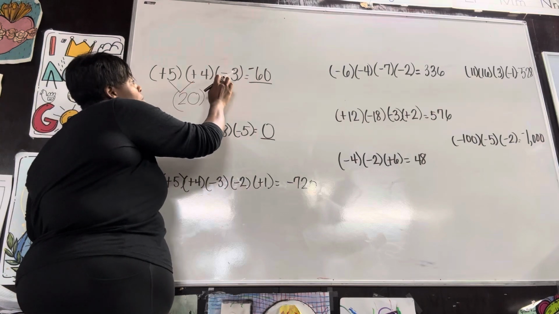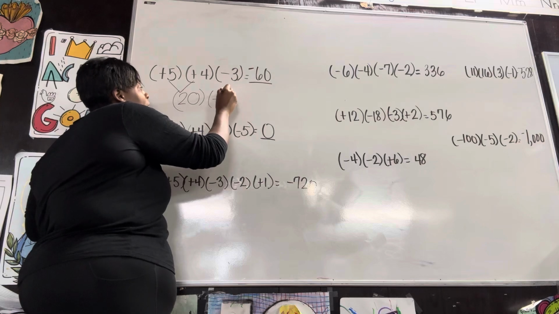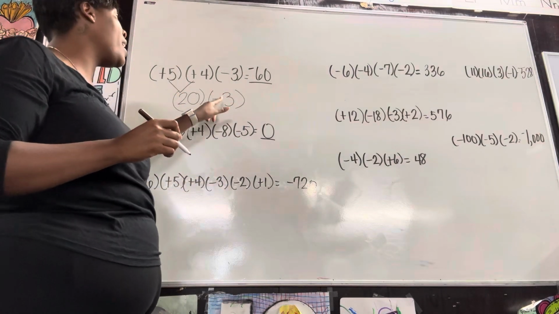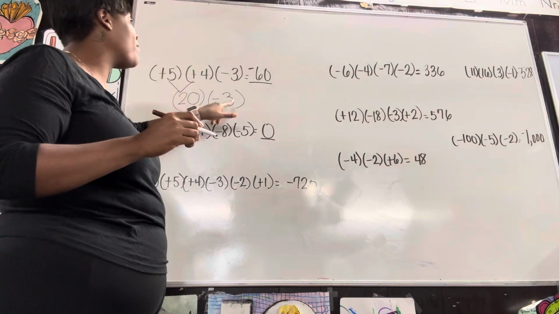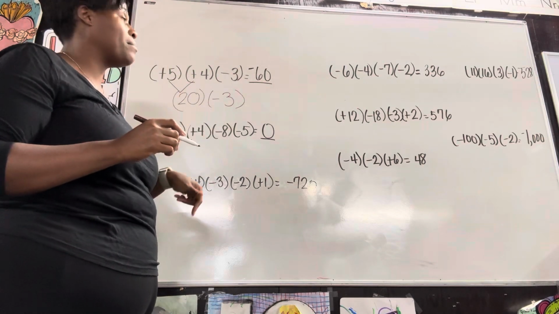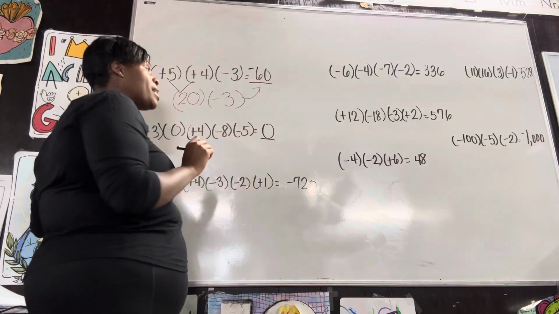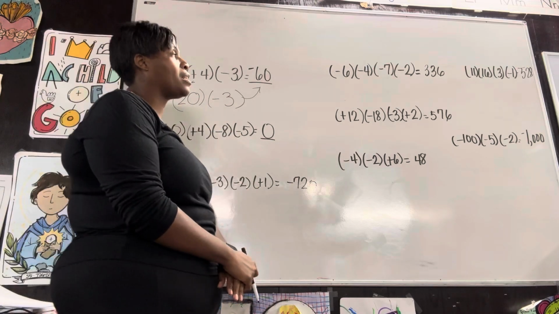And then you could do negative 20 times negative 3. So now we have a what? A positive and a negative, which will give us a what? A negative answer, which gave us negative 60. So you see how we got that? We came to the conclusion of that negative 60 because of that positive and that negative.